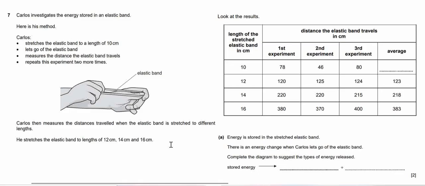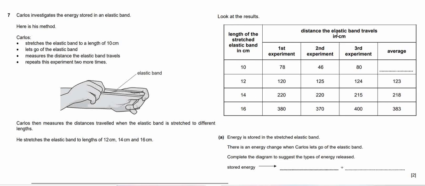Next, here we go. Question 7. Carlos investigates the energy stored in an elastic band. Here's his method. Carlos stretches the elastic band to a length of 10 cm, lets go of the elastic band, and measures the distance the elastic band travels. Repeat this experiment 2 more times. Carlos then measures the distances traveled when the elastic band is stretched to different lengths. He stretches the elastic band to lengths of 12, 14, and 16 centimeters. Look at the result. Length of the stretched elastic band in cm is 10, 12, 14, 16.